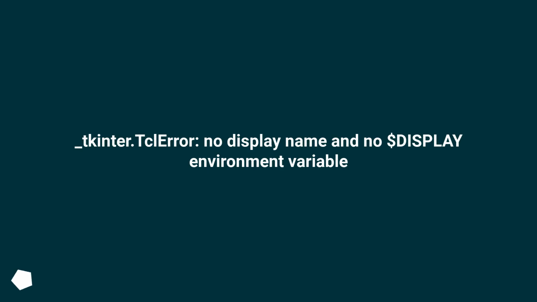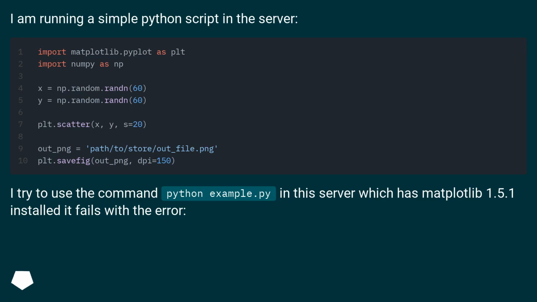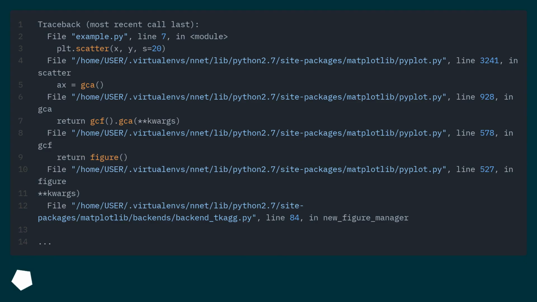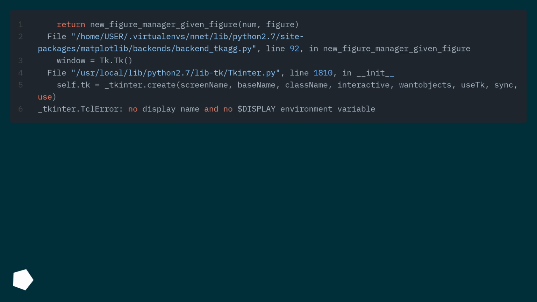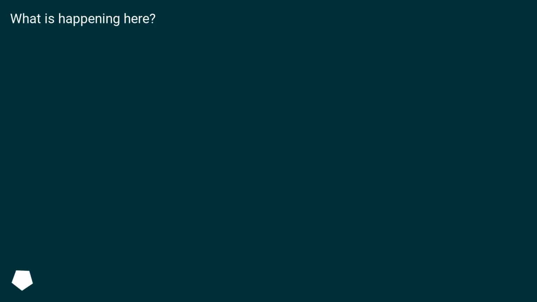_tkinter.TclError: no display name and no $DISPLAY environment variable. I am running a simple Python script in the server. I try to use the command python example.py in the server, which has matplotlib 1.5.1 installed. It fails with the error. What is happening here?